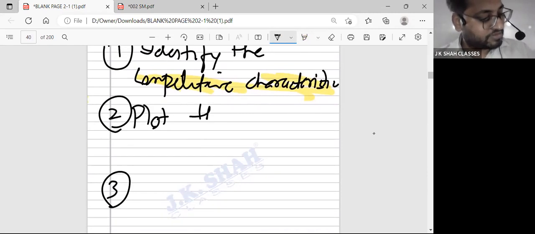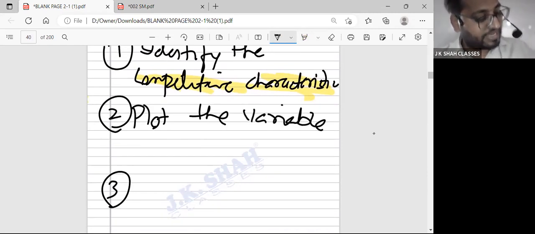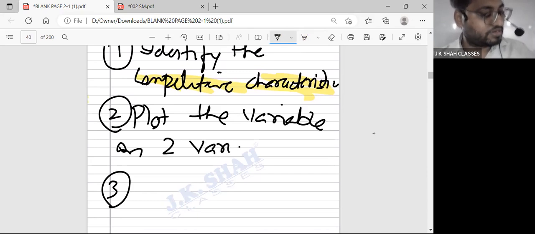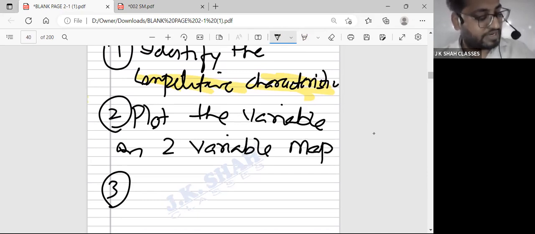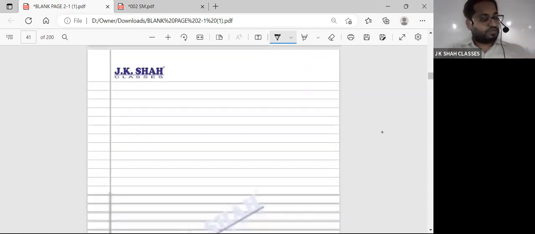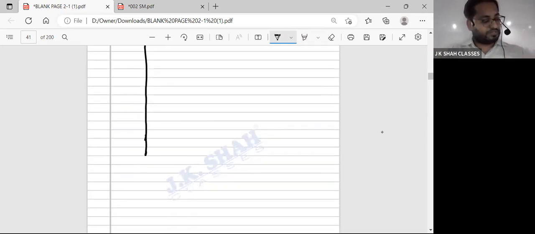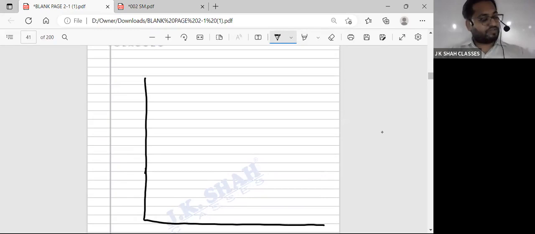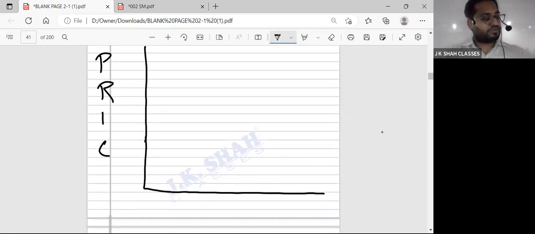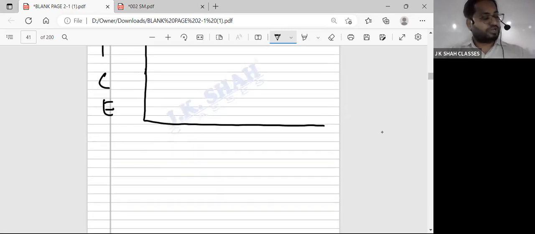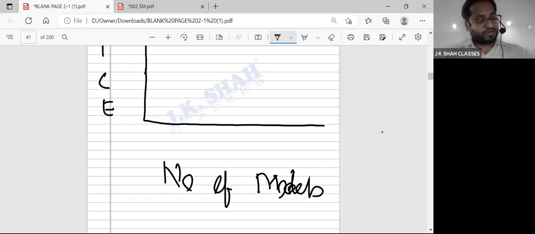Plot the variable on a two variable map. Plot the variables. What do you mean by variables? X-axis and Y-axis. We need to plot that. So on a piece of paper, we will plot this. On Y-axis, we wrote price. On X-axis, for simplicity purposes, we are writing number of models. It is written as product line breadth.